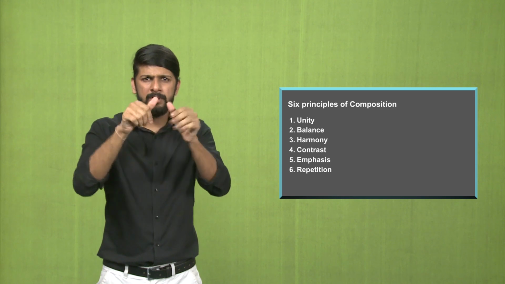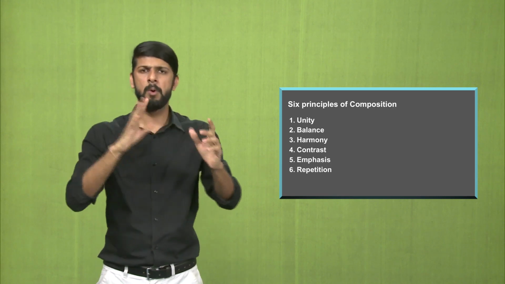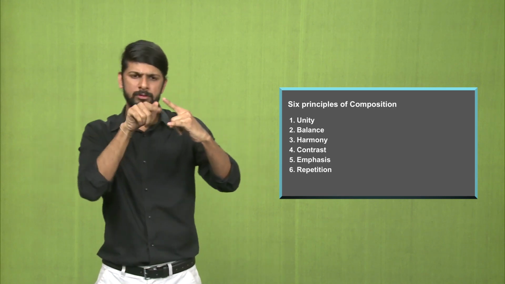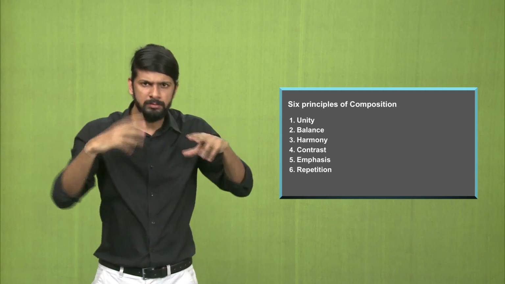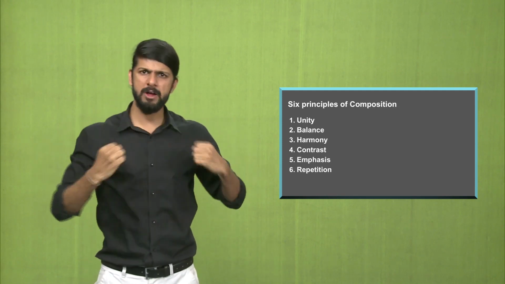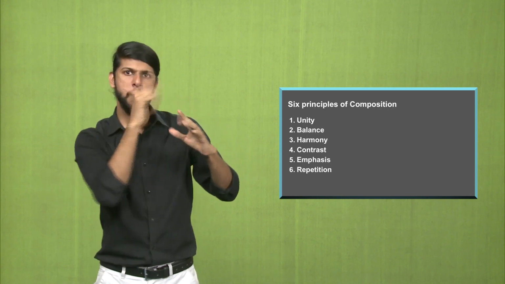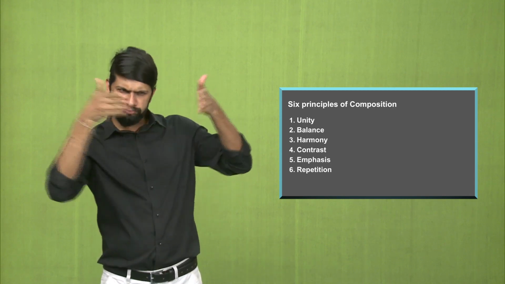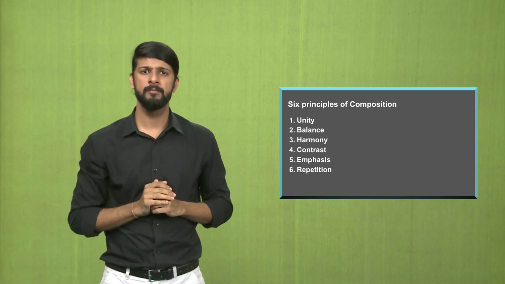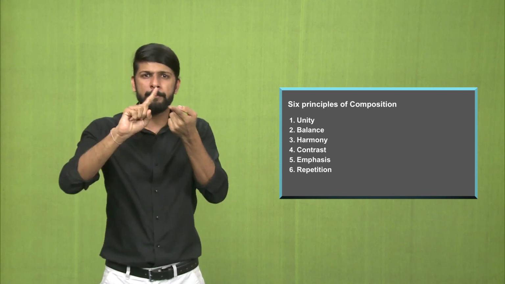Fifth is emphasis. Emphasis is the importance. You would see the aggression of the bulls, the nostrils are flared, the horns are locked. That is the main intention of this painting. So, the emphasis is on the main characters, the bulls.